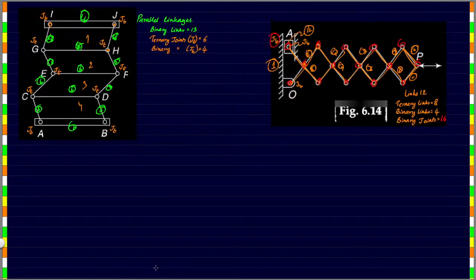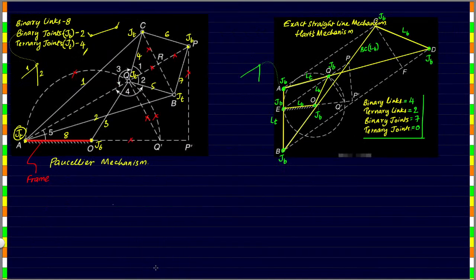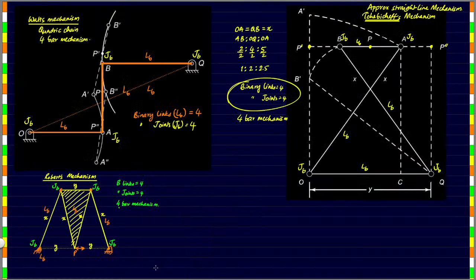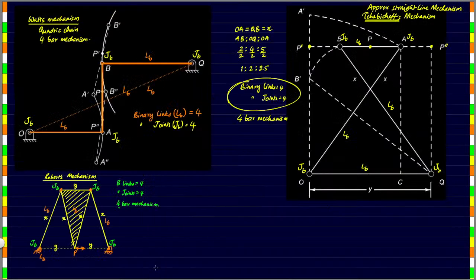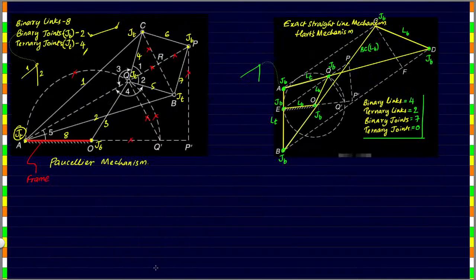Okay. So that's it for this particular video. We have seen all the different examples of mechanisms. We were able to count binary links, binary joints, ternary links, ternary joints for all these examples.